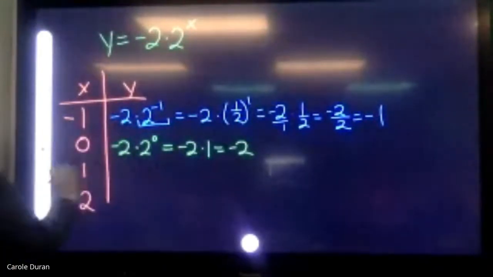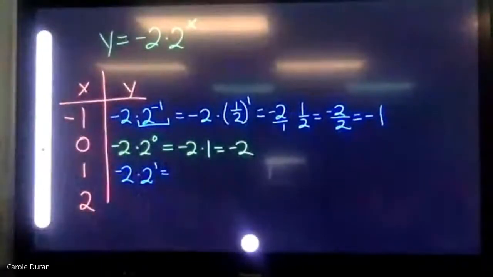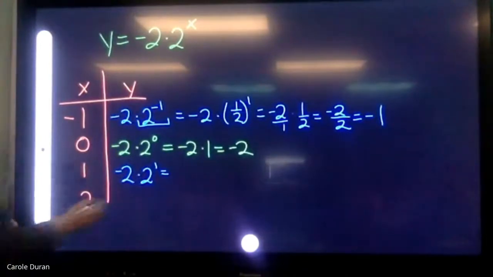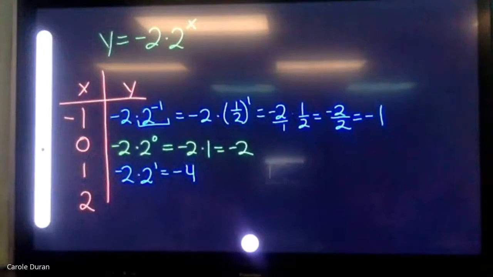Ariana, what is going to happen when I plug 1 in for my exponent? Okay, so then I'm going to multiply what two things together? And I get -4. 2 to the 1 is just 2 times -2 equals -4.